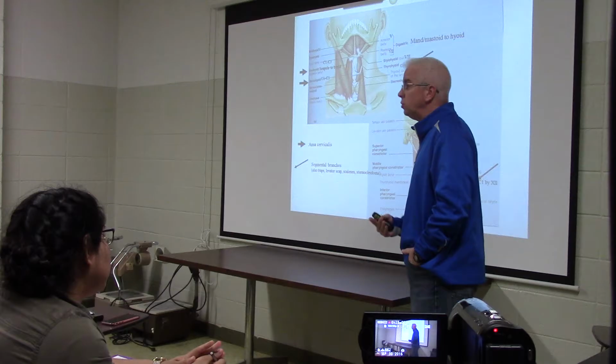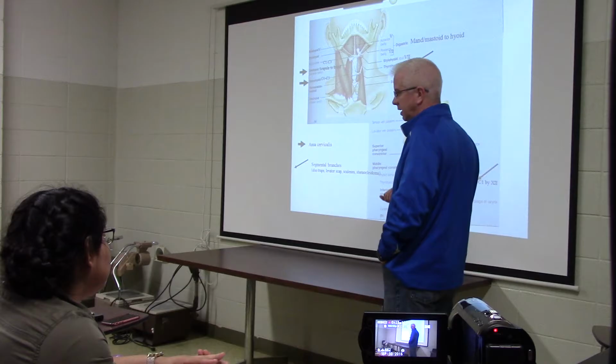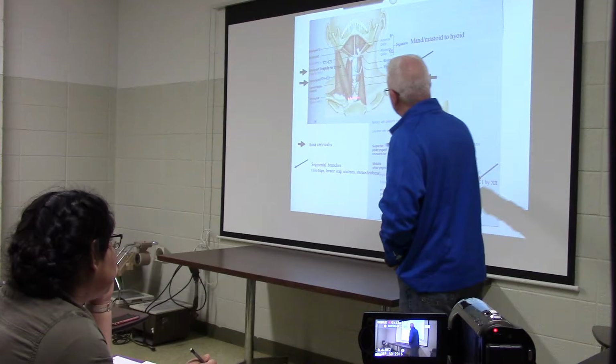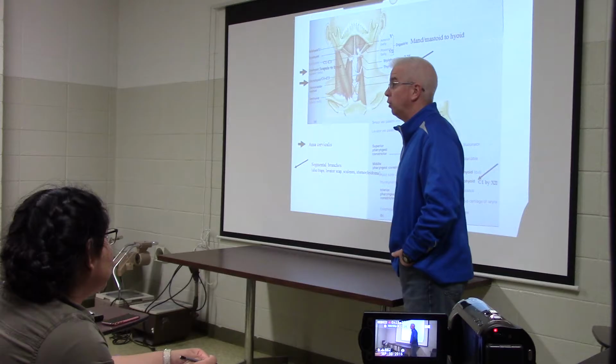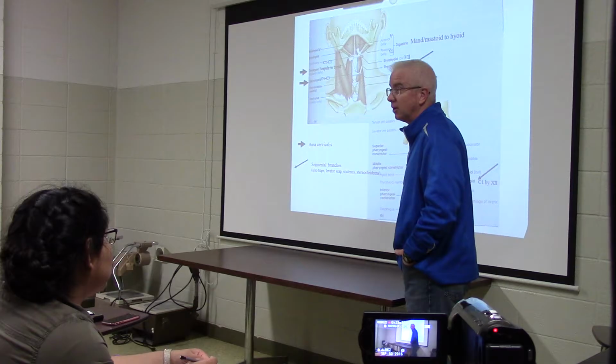But I've got it coded with big arrows and small slanted arrows. I remember it this way. Okay? So notice that I've got big arrows here and these slightly smaller slanted arrows here. And by the big arrows, I've coded this ansa cervicalis, which you have no idea what I'm talking about. You don't know what the ansa cervicalis is yet, okay? But you will. It's coming very soon in your lives now.